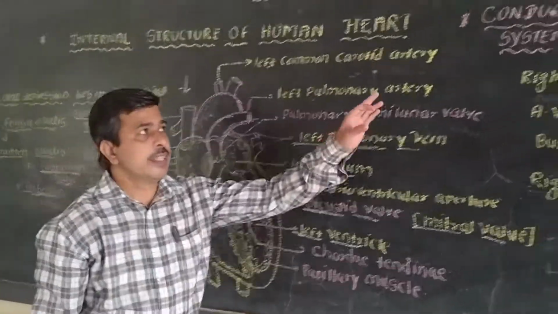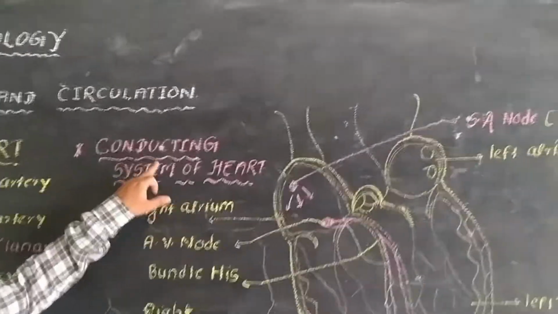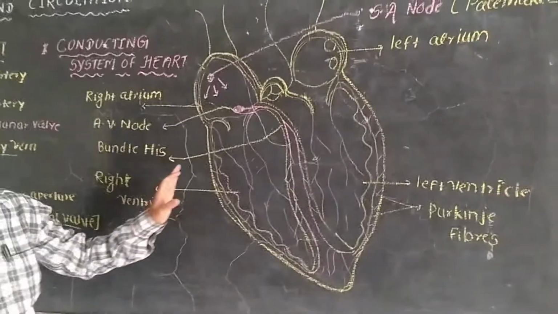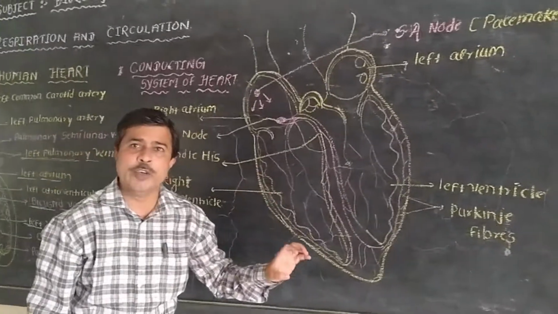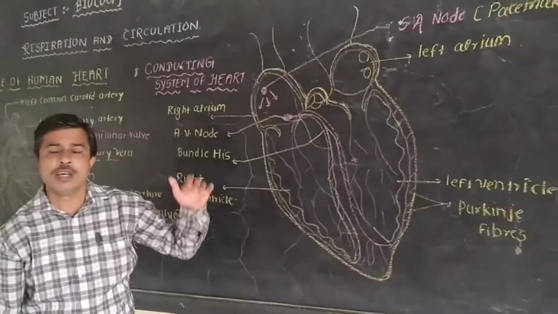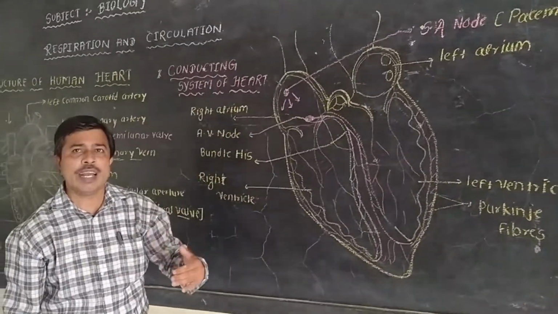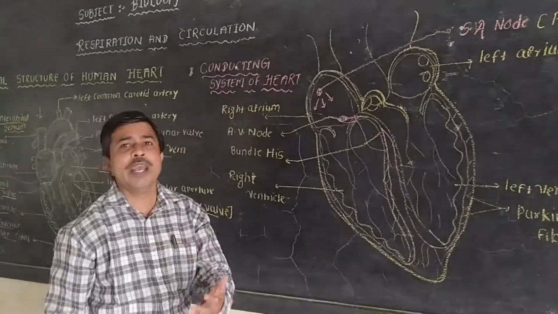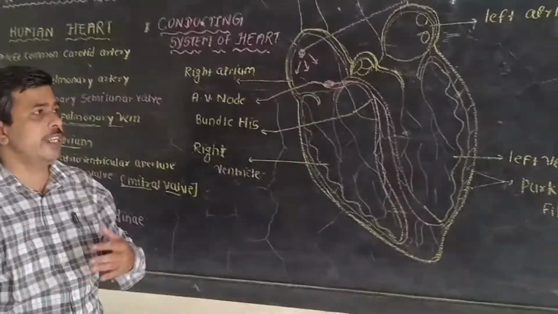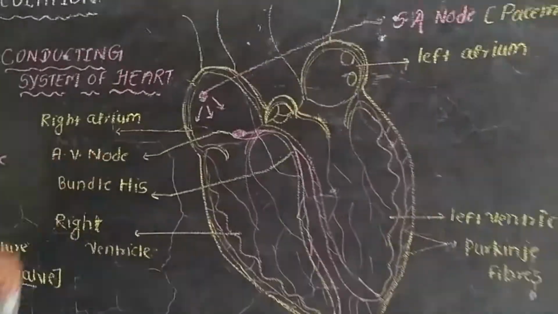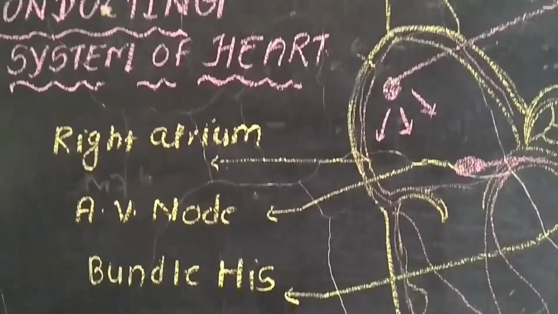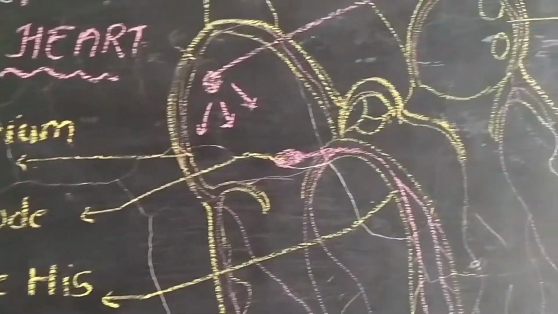Now the next point is the conducting system of the human heart. The conducting system is a system which regulates or controls the working of the heart, or initiates the pumping action of the heart. Now this conducting system consists of 4 main components.